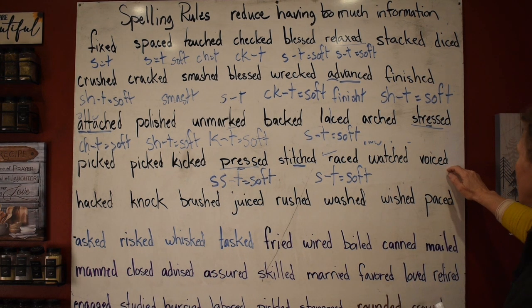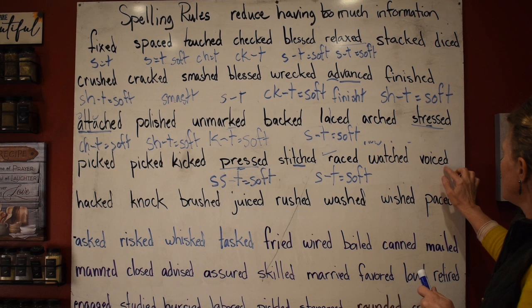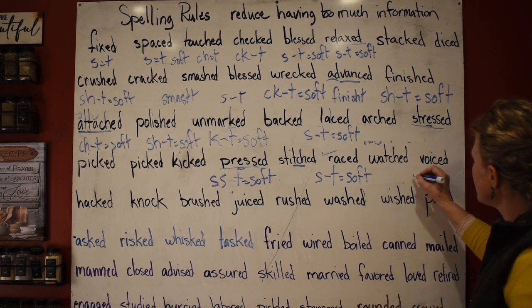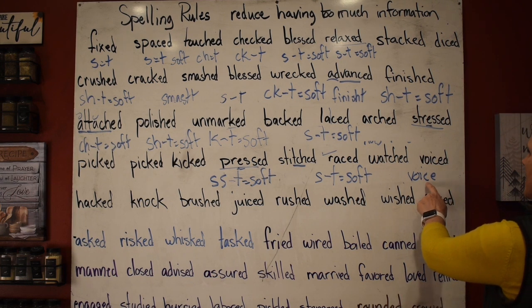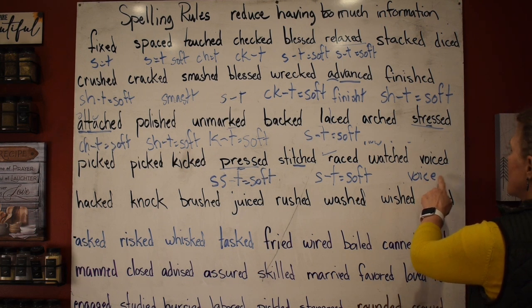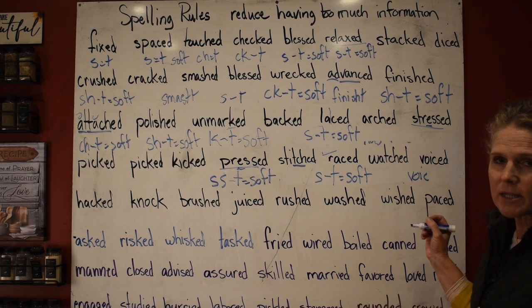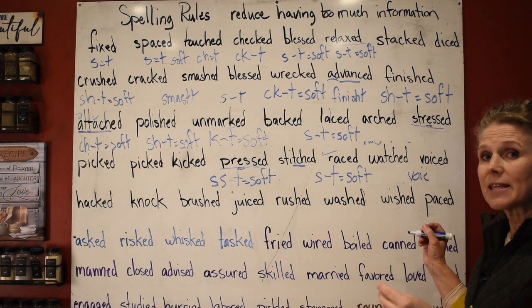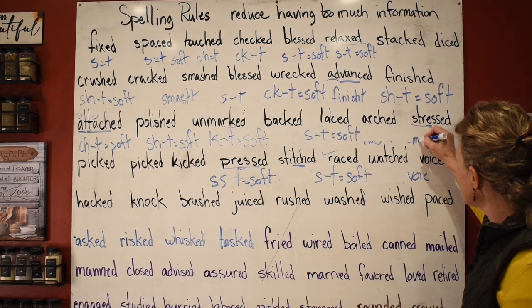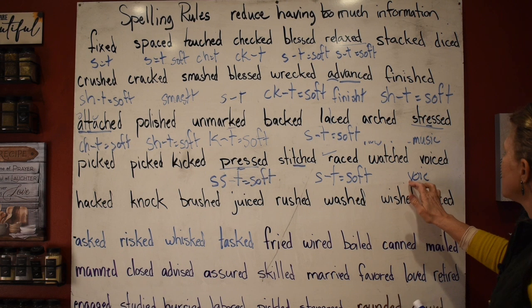Voice. Now look at this one. Why do we have this E? This E is here to keep the C from going to the K sound. We can't have C's at the end of our words, especially if it's a one-syllable word. If it says ick at the end of a multi-syllable word, it's allowed, like the word music. But this, we can't say voik.